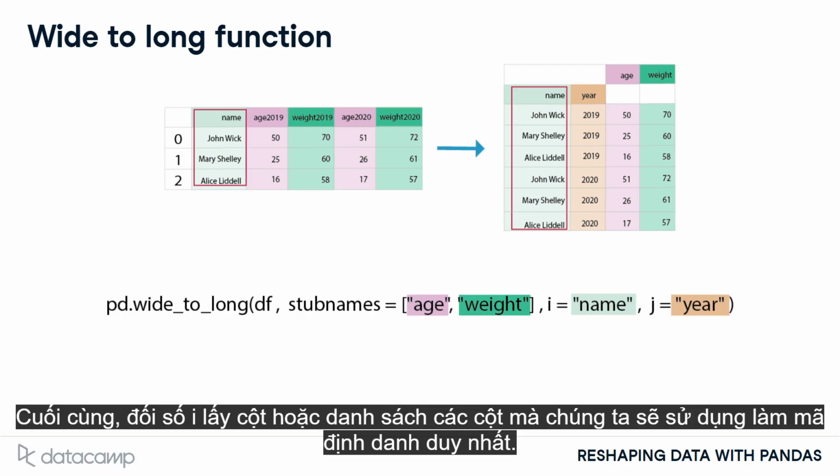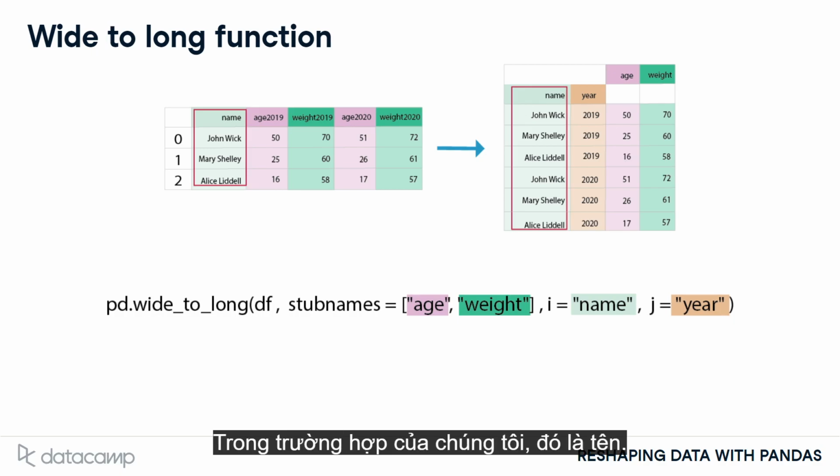Finally, the I argument takes the column or list of columns we will use as unique identifiers. In our case, it's the name. Notice that this column will be the index of the long data frame.